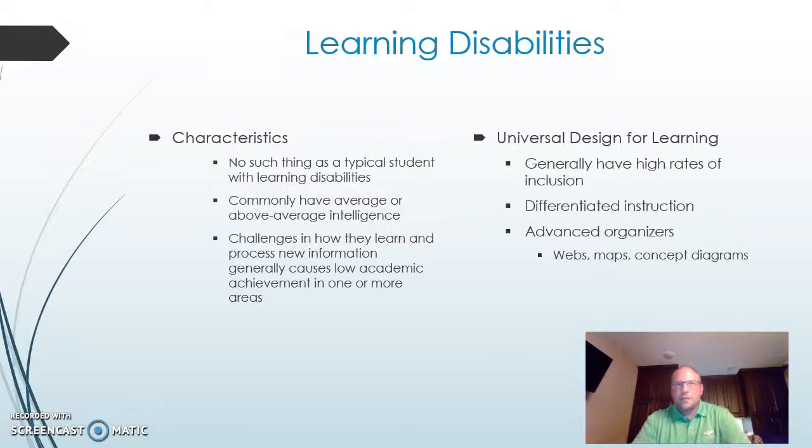Another one is advanced organizers. This is another pretty big one in pretty much all these. Examples are webs, maps, and concept diagrams. I like to look at it as where you were, where you are, and where you're going. How does one thing relate to another? How does what you learned relate to what you're learning now, relate to what you're going to learn?